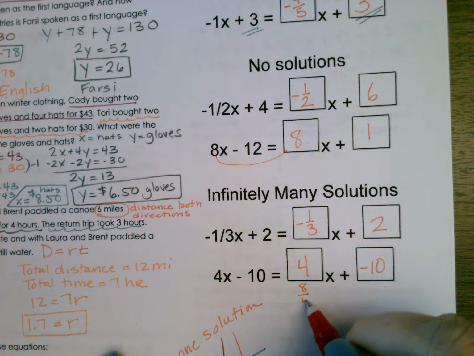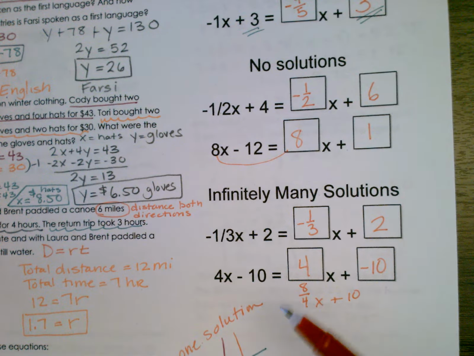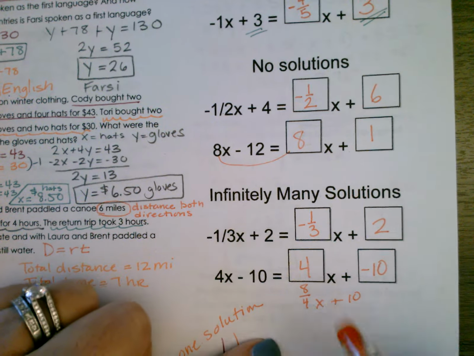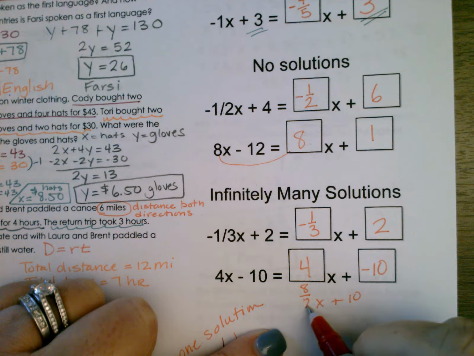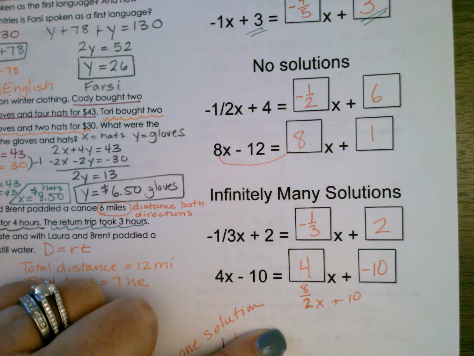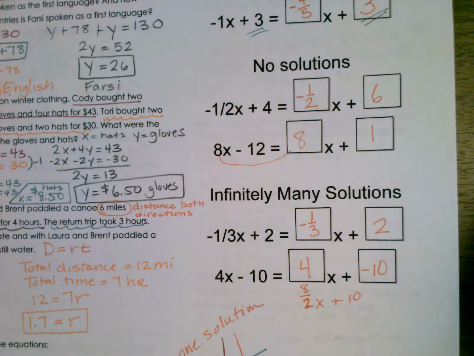We could get very creative if we wanted to, and we could have done 8/4x plus 10. That would work also. If I really put 8/2, I would get 4, which is the same. That is fine.